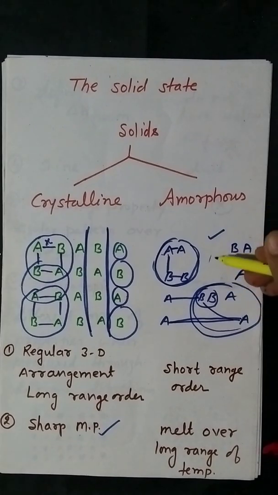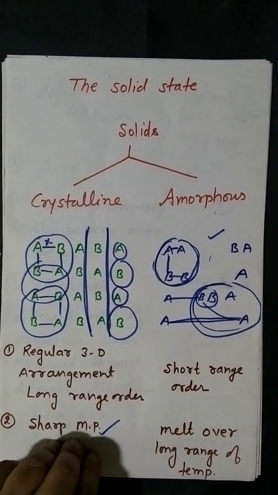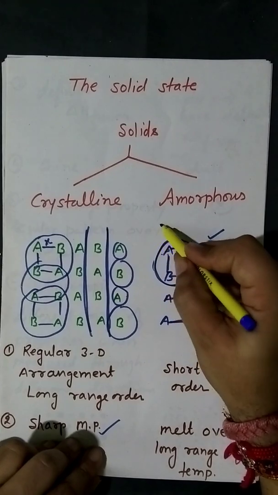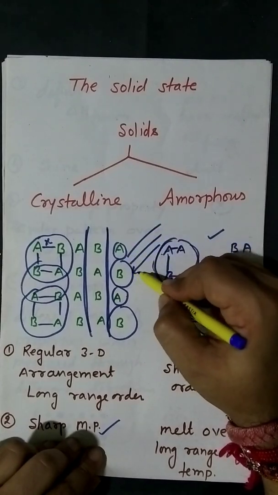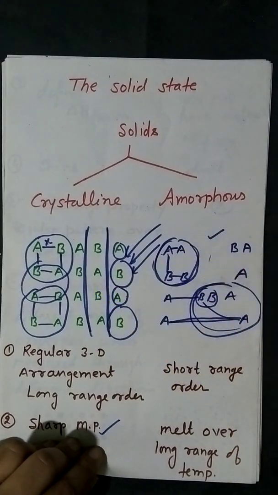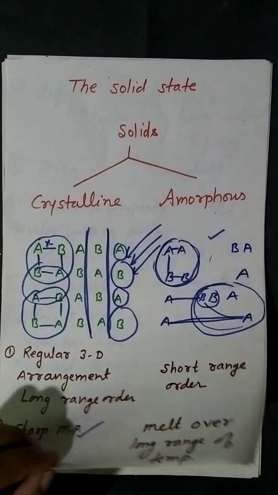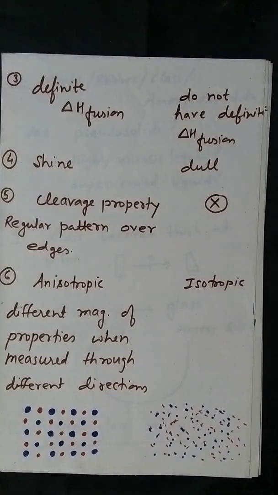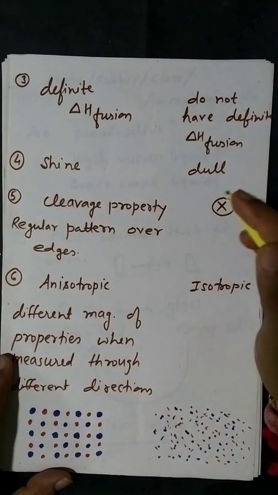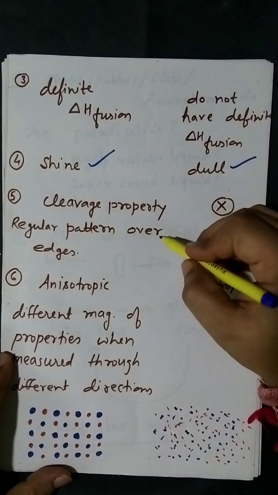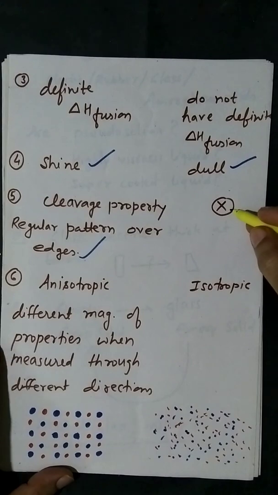Such a property is not possible here. The reason is the same, random arrangement. Another point: because of this regular pattern, they reflect light in a particular direction, and therefore such solids shine. Amorphous solids reflect light in all possible directions, and therefore they have a dull appearance. So crystalline solids shine and have a cleavage property, a regular pattern over edges, and amorphous solids do not have such a property.